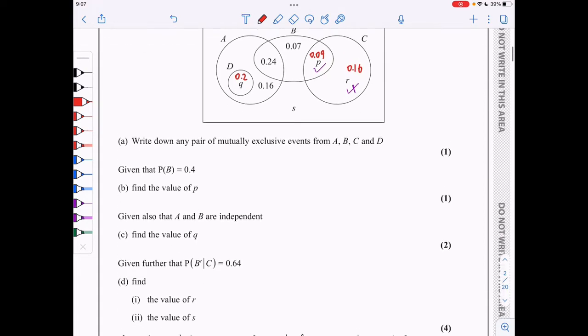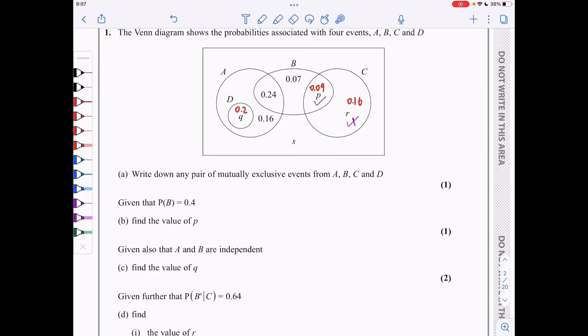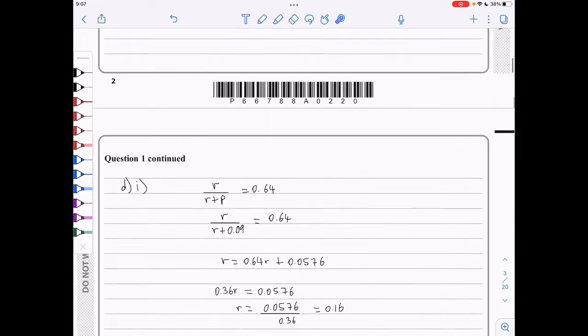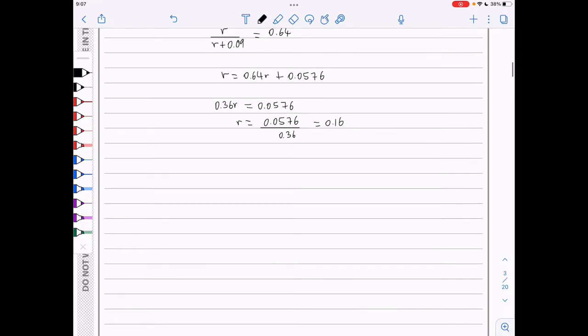Now, to find the value of S, we know that the sum of the probabilities should be 1. So I will add everything up and set it equal to 1. So I'll be saying that 0.2 plus 0.16 plus 0.24 plus 0.07 plus 0.09 plus 0.16 plus S is 1. So we end up with S being 0.08.